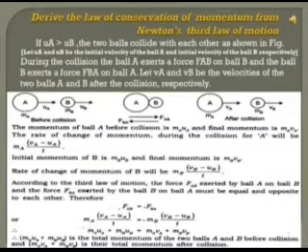Therefore, MA into (VA minus UA) divided by T is equal to minus of MB into (VB minus UB) divided by T. By cancelling T's on both sides of the above expression and rearranging the terms, we get MAUA plus MBUB is equal to MAVA plus MBVB.